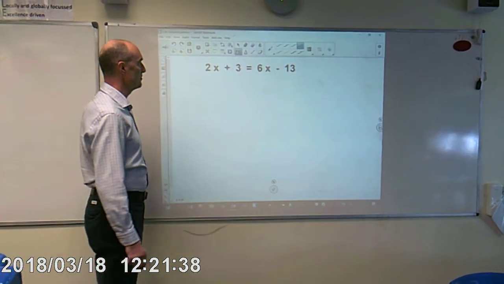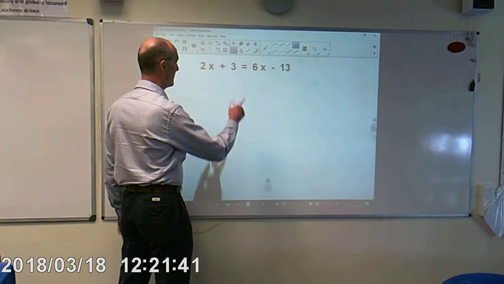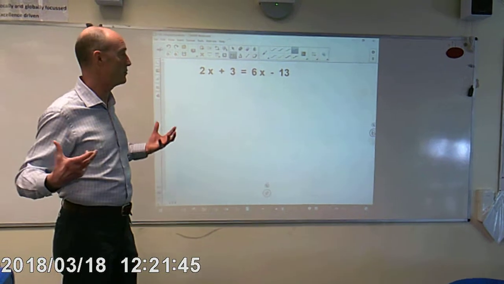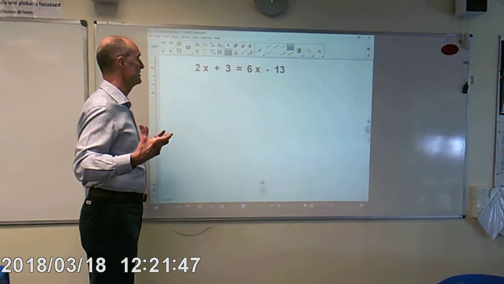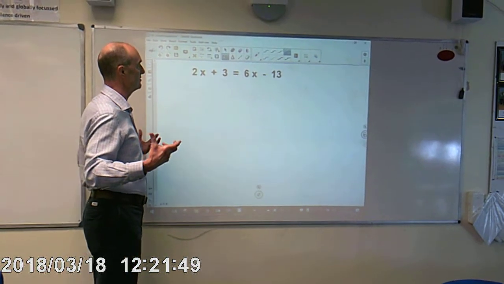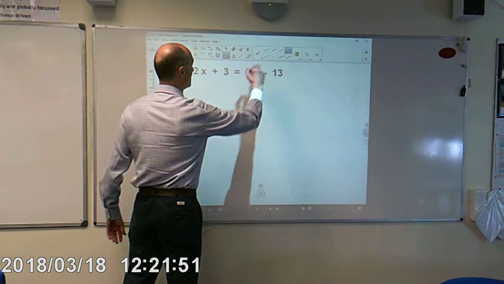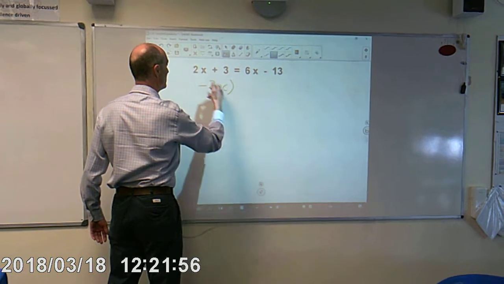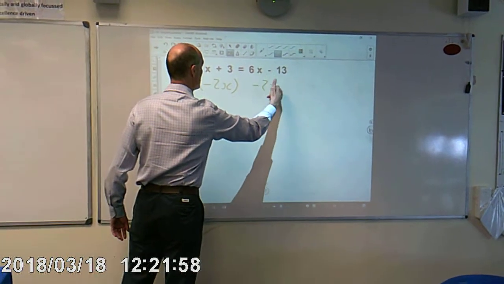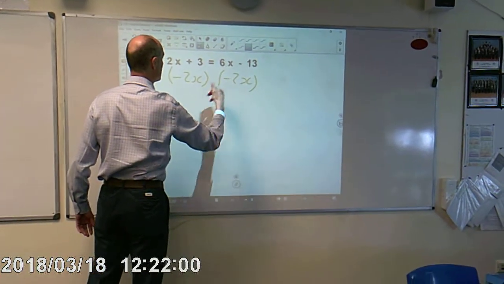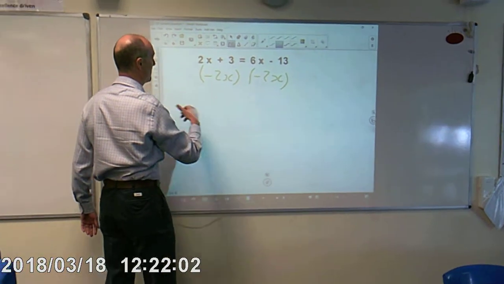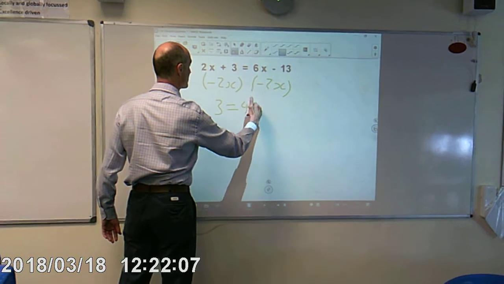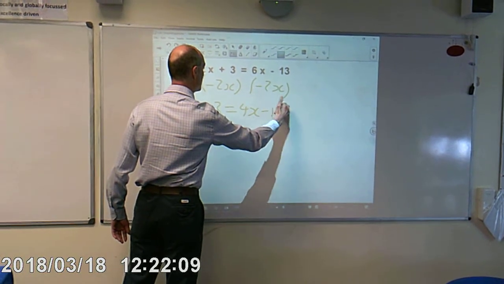I'll do another example for you. Let's start that process again. No one said we must have all the x's on the left hand side. So let's try and keep things simple for ourselves here. Let's subtract 2x from both sides. Subtract 2x from the left hand side, subtract 2x from the right hand side. And now 3 equals 4x minus 13.